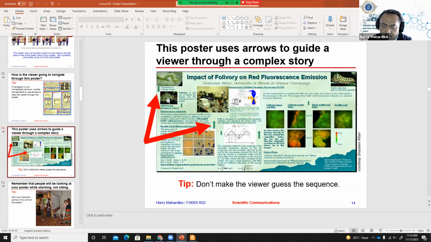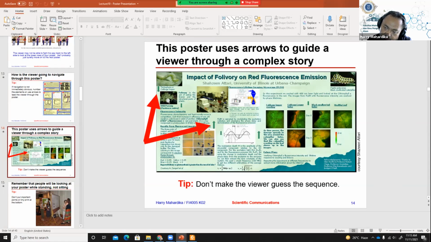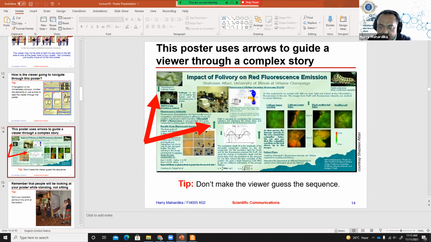So the one that I'm showing you on your screen right now is the poster example from Shazin Atari. It is a typical poster created by a student, not necessarily an undergrad student, but usually a graduate or doctorate student who needs to show their result or progress within a year of their research, so that the fund giver, the person or institution that gave her the scholarship, will know about the progress of his or her study.